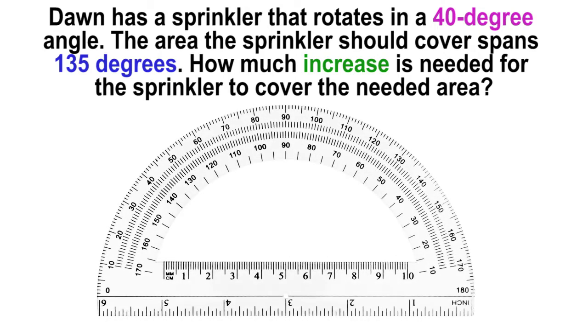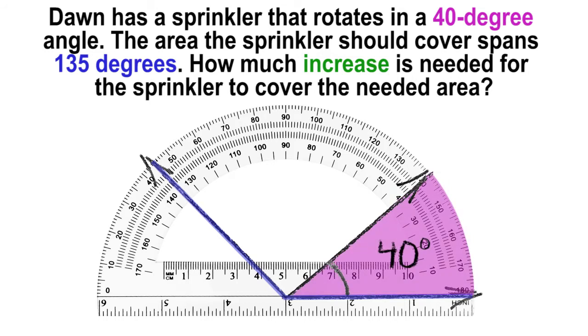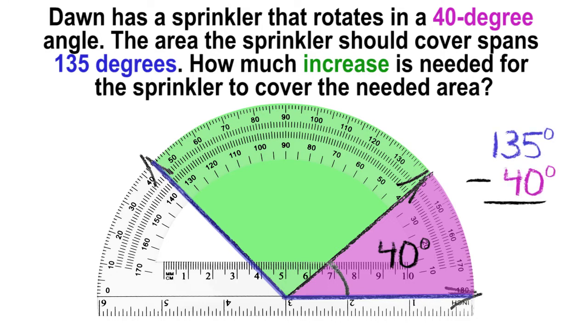Let's use this strategy and sketch out the angles by starting with the area that the sprinkler needs to cover, which is 135 degrees. We know that Dawn's sprinkler already covers 40 degrees, so we need to decompose the 135-degree angle with a 40-degree angle. We need to figure out how many degrees the other angle is. We can find it by using this expression, 135 subtract 40. The other angle measure is 95 degrees. The increase needed to cover the 135-degree space is 95 degrees.